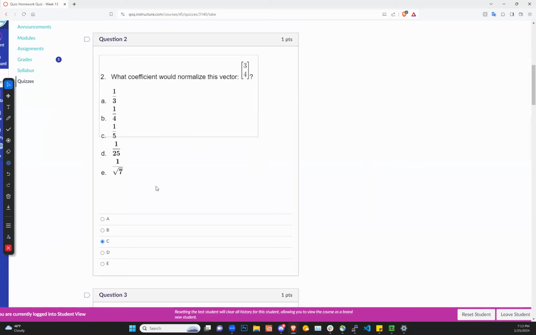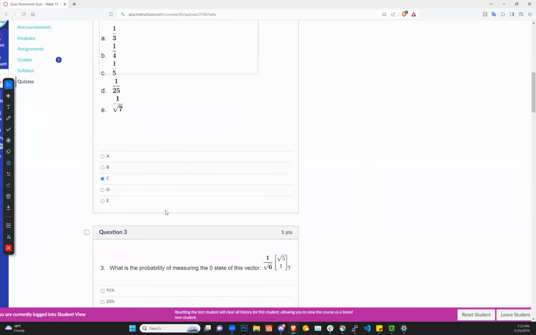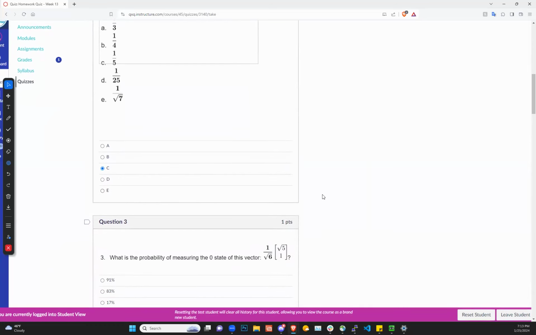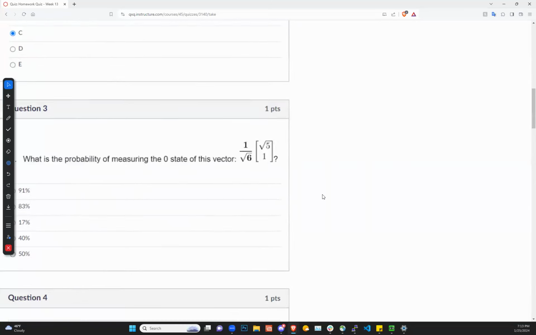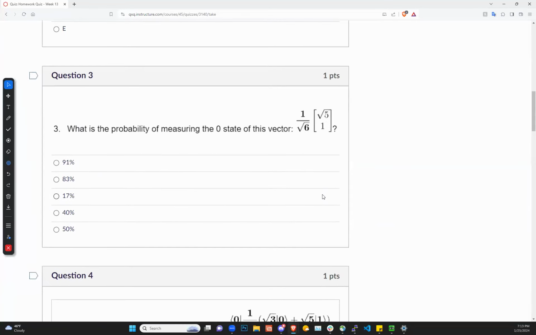Then let's take a look at question 3. Question 3 asks, what is the probability of measuring the 0 state for this vector here? We're not going to check that this state is normalized. If it tells you that something is a quantum state, there's no reason to not believe them. If we're calling it a quantum state, you can assume it's normalized. We're not going to throw you a curveball or anything. So let's just assume this vector is normalized, which it is, I promise.